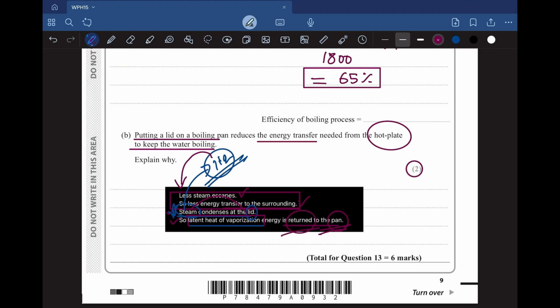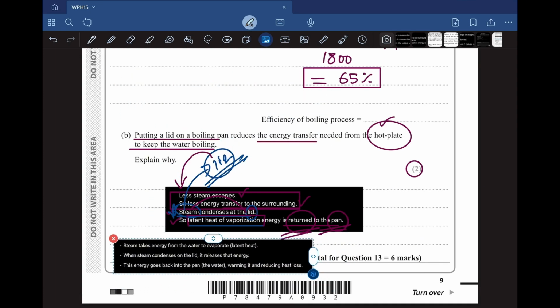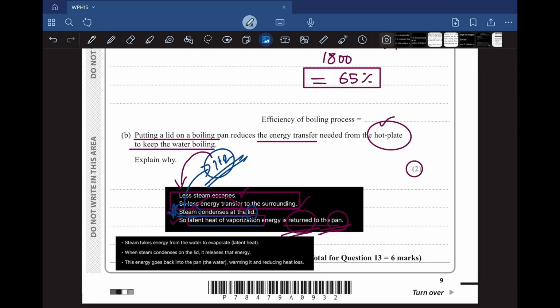So when the energy is returning, less energy is escaping. So the hot plate needs to transfer less energy to keep the water boiling. Now I will be adding one extra explanation right here to make you familiar with this thing. The explanation is right here.